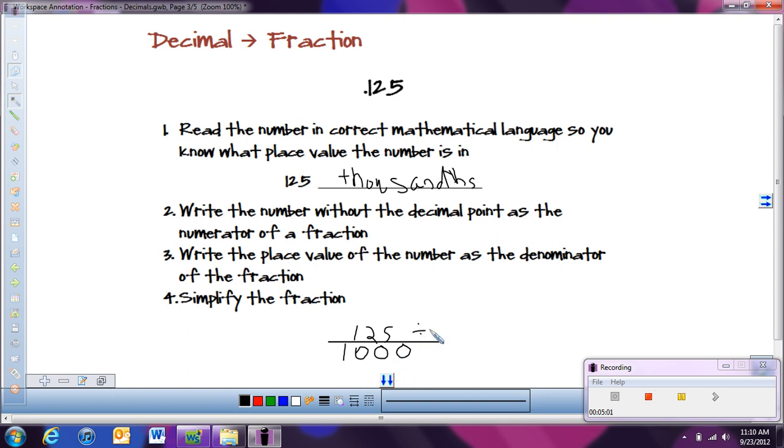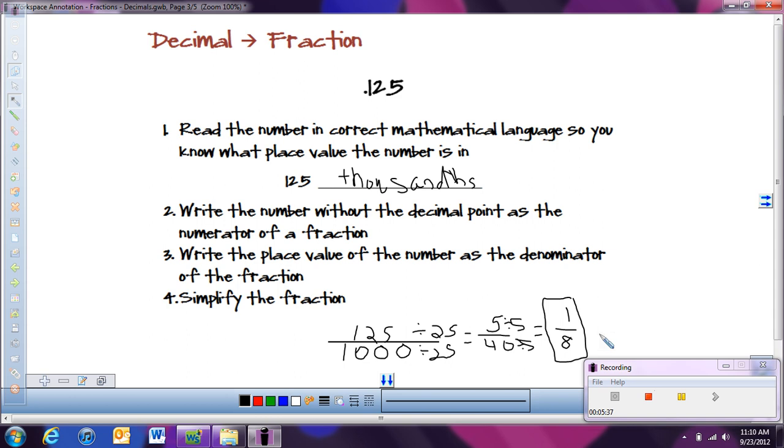I know that 25 will go into both of them, so I'm going to divide by 25. And I would get 125 divided by 25 is 5. And 1,000 divided by 25 would be 40, because 25 goes into 100 4 times, and add on a 0. And it's still not simplified, so I can divide by 5 this time on the top and the bottom, and get 1 over 8. And that would be in simplest form. So 125 thousandths as a fraction is 1/8.